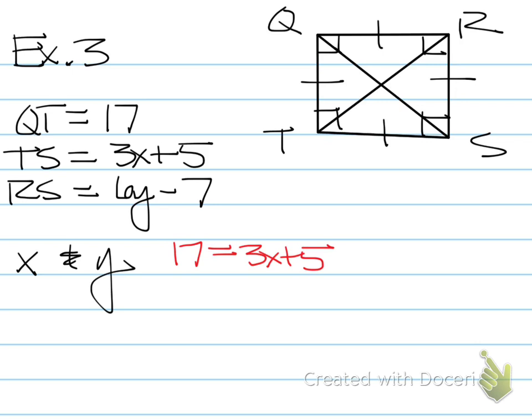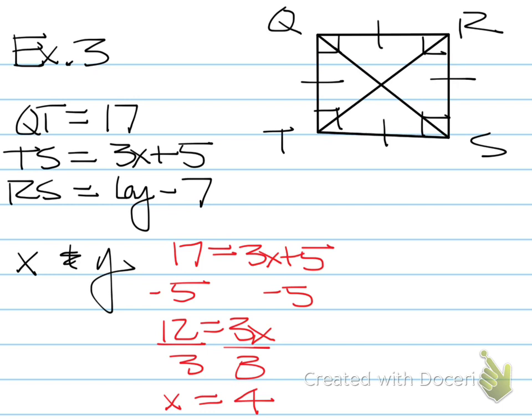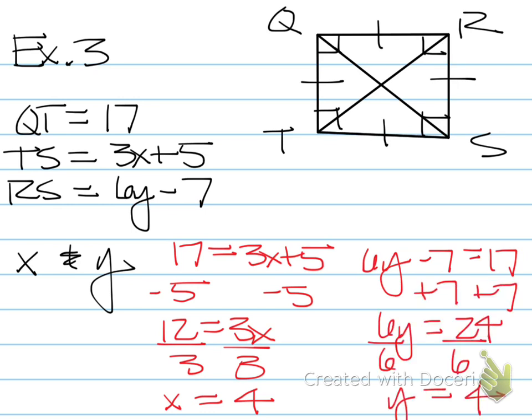Here we have, this is actually a square, 4 right angles, 4 congruent sides. So if QT is 17, and we have expressions for TS and RS, since all the sides are congruent, we're going to set 17 equal to 3x plus 5 and solve for x. We get x equals 4. And RS is also going to equal 17, so we're going to set that expression equal to 17. And we get y equals 4.